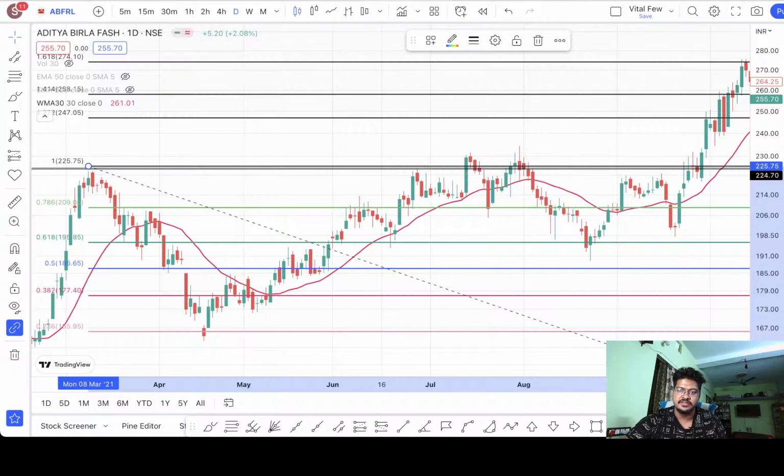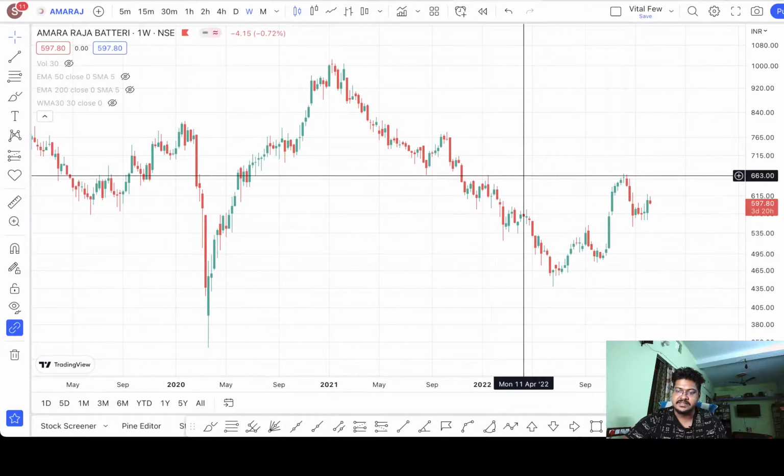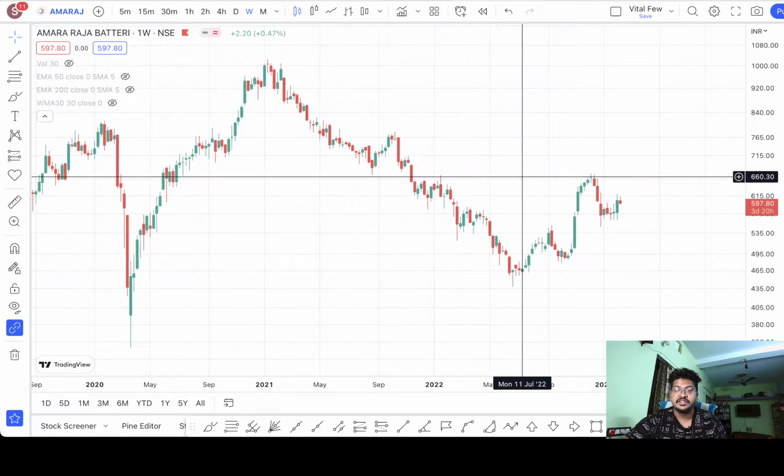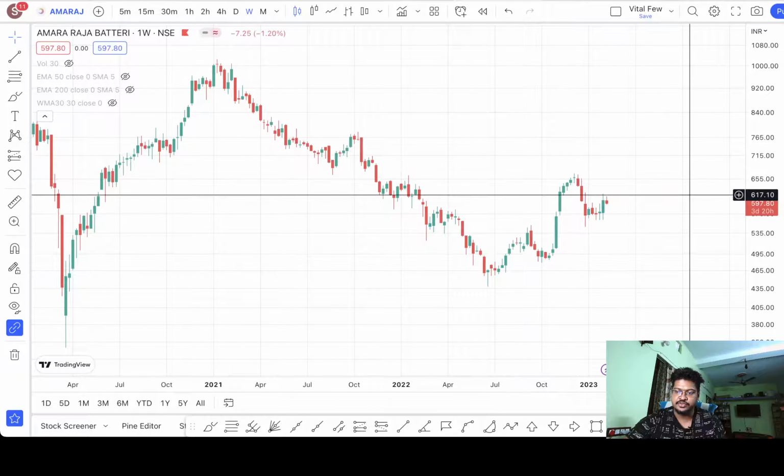Hope this was helpful. Now let me go to another example, that will be Amara Raja Battery. This is an important example because this is a buying opportunity as well. You can make entries now. The Aditya Birla Fashion was the price action which I showed, that was in the past, 1 or 2 years earlier. So let me show you how you can use it.